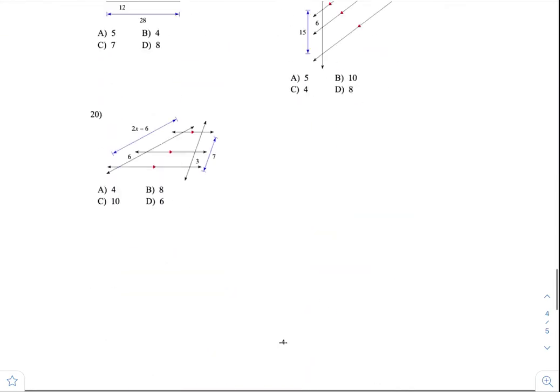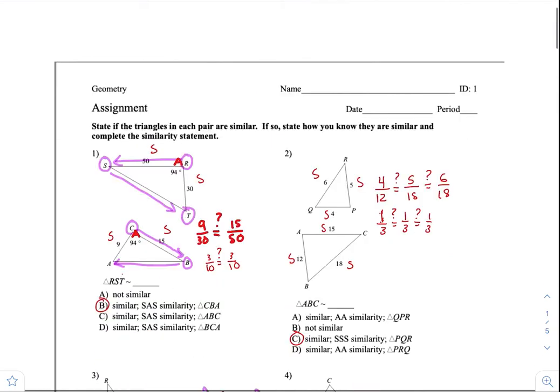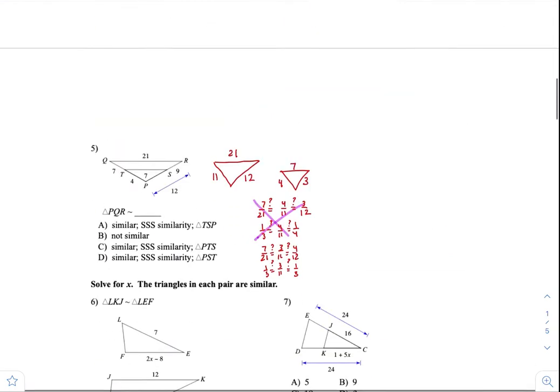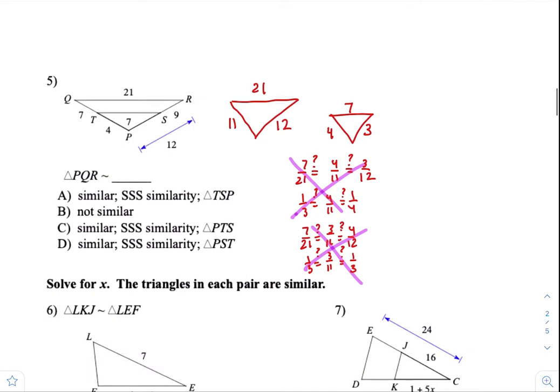And I am just checking that my answers are correct. And yeah. So since the sides aren't proportional, we can't say that these are similar. So this one's not similar as well.